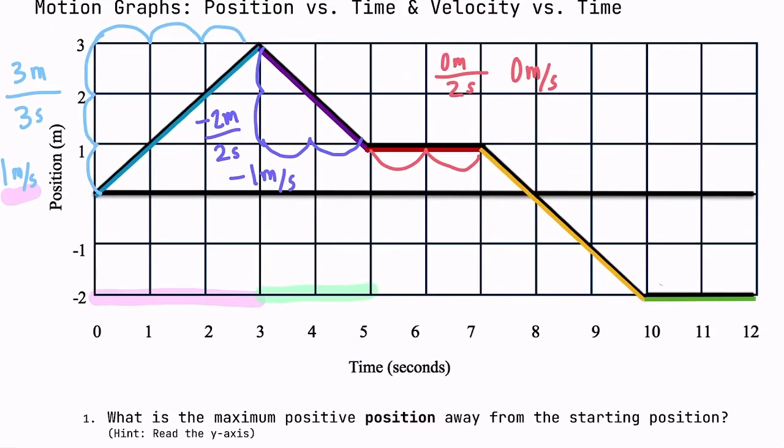So on this graph, position versus time, we already talked about it. If the slope is 0, or if the graph looks flat like it does here, then we know that the object has a velocity of 0 meters per second. So in other words, the object is not moving.